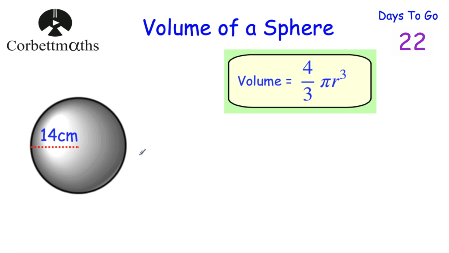Okay, so if I wanted to find the volume of the sphere, I'd do the volume is equal to 4/3 multiplied by pi multiplied by the radius of the sphere, which is 14 cubed.